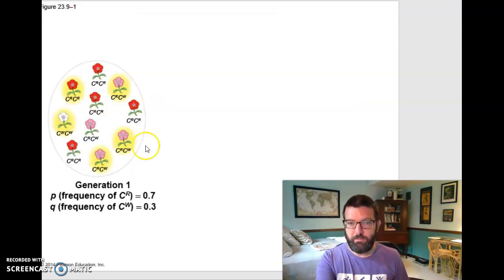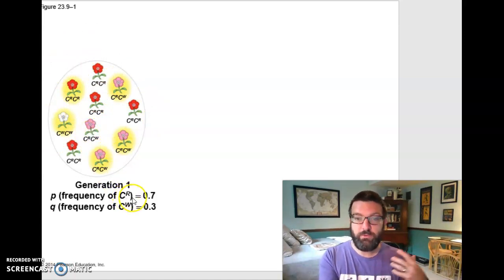Here we have a small population of flowers, and remember we have the two same alleles we were talking about in the last video, right? CR for red, CW for white, color alleles, and if you're heterozygous, you are pink. And our p is 0.7, frequency of red alleles. Our q, or frequency of white alleles, is 0.3.